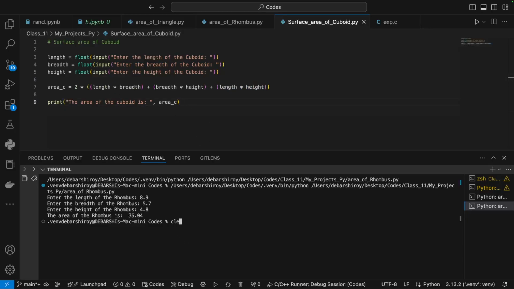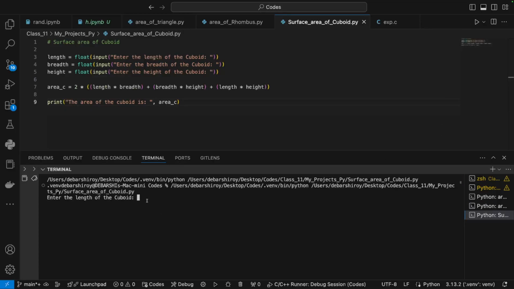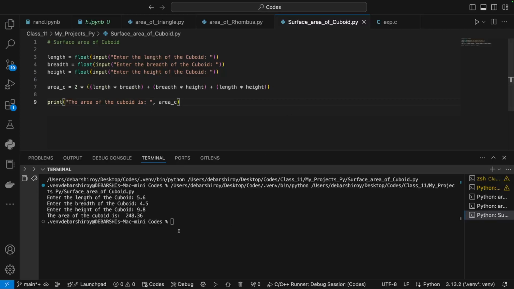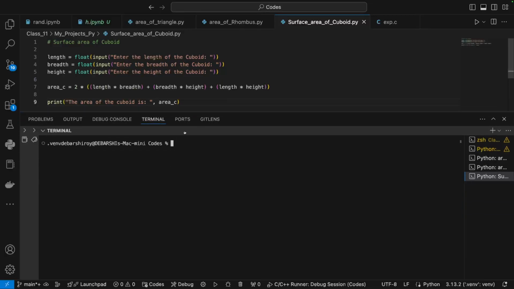And if we execute this code, enter the length of the cuboid. Suppose I give 5.6, 4.5 and 9.8. It will give you the exact answer. Okay, so I hope all of you can solve this small problem. If you are not able to solve it, then you can watch this video. Pause it here, jot down the code, create a separate file for this, and you can solve it by yourself later. It is not a big issue.